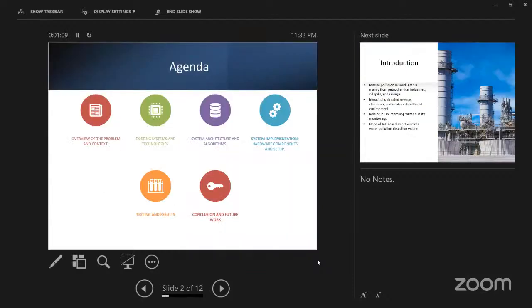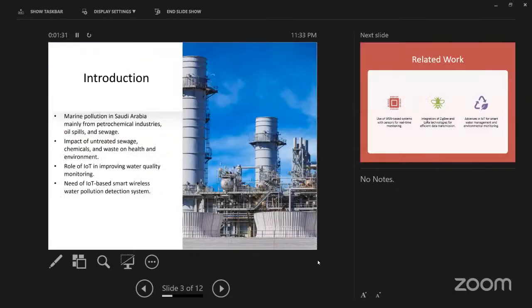The agenda is I will start with an overview of the problem and the context, then existing systems and technologies. Then I will move towards the system architecture and the algorithms we have proposed and implemented, then the hardware components and setup for the system implementation, proceed to the testing and results, and finally I will discuss the conclusion and future work.